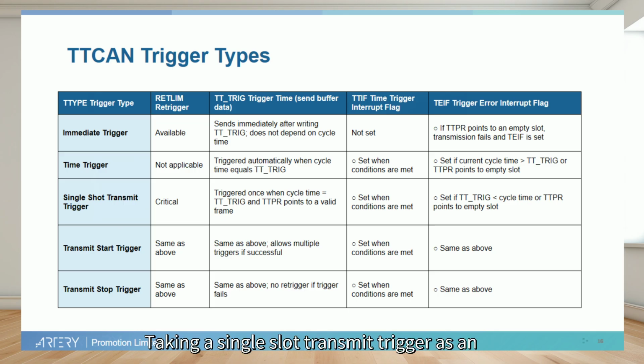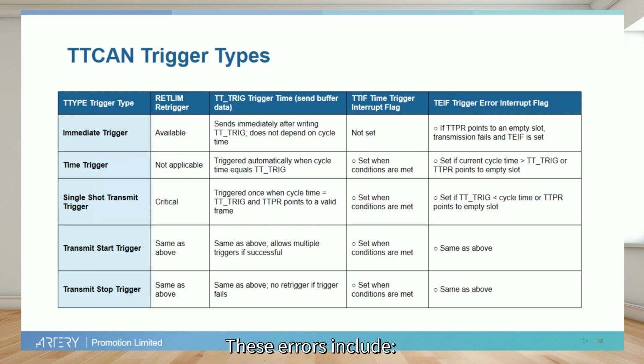Taking a single slot transmit trigger as an example. Single slot mode is selected by TTYPE. It is automatically used regardless of the state of RELIM, including RELIM. After a trigger is started by setting the TT_trig, when the cycle time is equal to the trigger time, a single slot data transmission takes place, no transmission if trigger error. TTIF will be set under the following conditions: TTPTR points to a full buffer slot, and the cycle time is equal to the trigger time TT_trig. TEIF will be set if trigger error occurs.